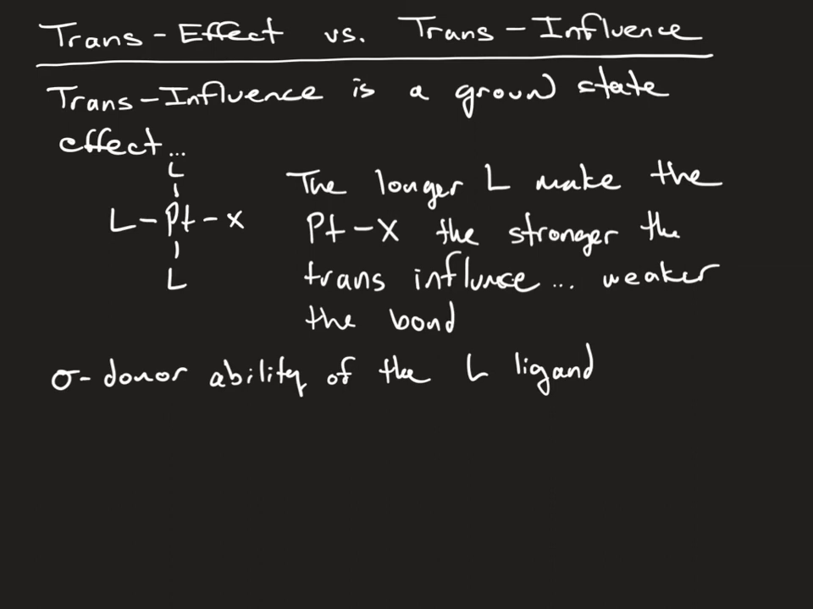of the L ligand. The stronger the sigma donor, the more it's going to have a trans influence on the ligand trans to it. This is because both the L and the X ligand are making bonding and anti-bonding combinations. The stronger of a sigma donor you have, the higher in energy that anti-bonding combination is going to become. So it's going to impart a weakening of that trans platinum X bond.